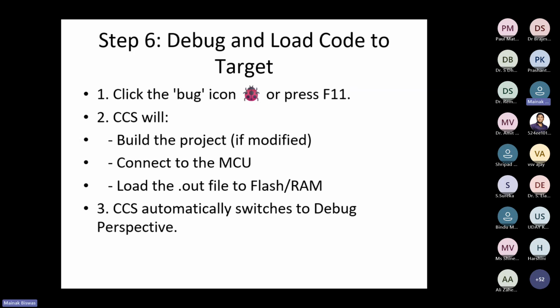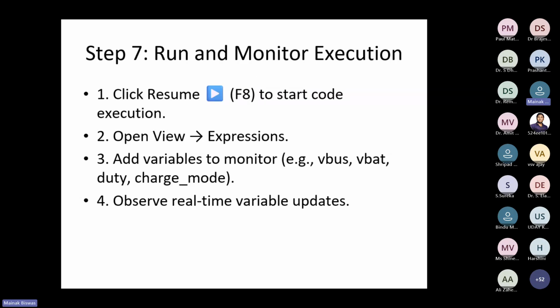Click on the bug icon or press F11 for CCS. The CCS will build the project. If whatever code you have written is correct, then it connects the MCU, loads the .out file and flashes into the RAM, and the CCS will automatically switch to the debug perspective, and it will run and monitor the execution.